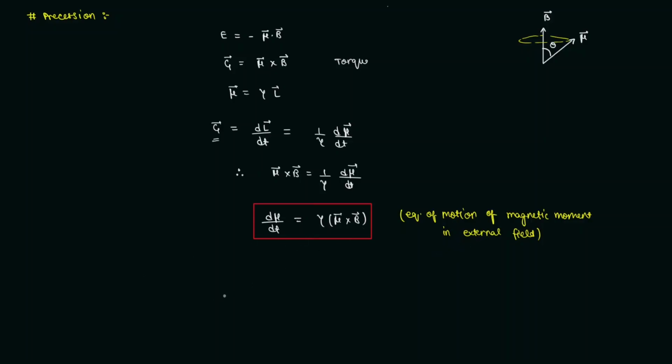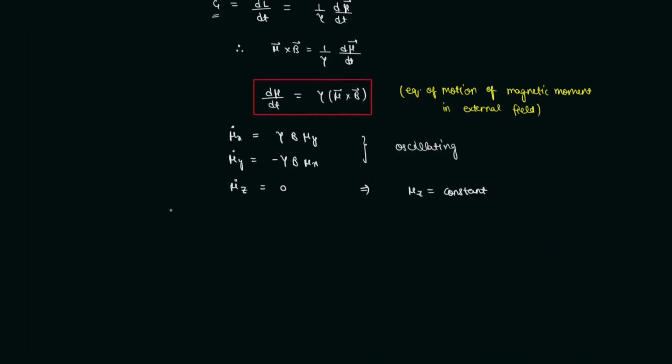Now we can break this equation into components as mu x dot is equal to gamma B mu y, mu y dot is equal to minus gamma B mu x, and mu z dot is equal to 0. So this means that in the z component of the magnetic moment there is no variation. This implies that the z component of the magnetic moment is constant, but the x and y components of the magnetic moment are oscillating.